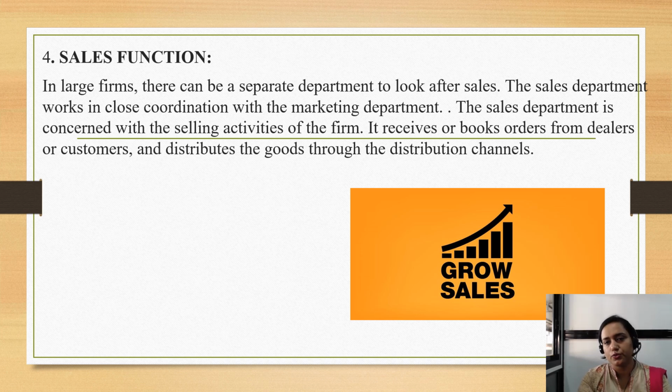What they actually do is receive and book orders from dealers and customers, and distribute the goods through the distribution channel. They keep a record of the sales. They do sales forecasting, like what is expected in the next 5 years, and they work on how they can increase the sales of the business.